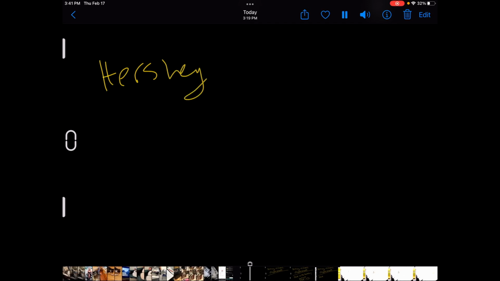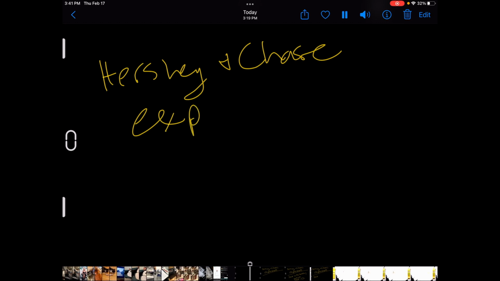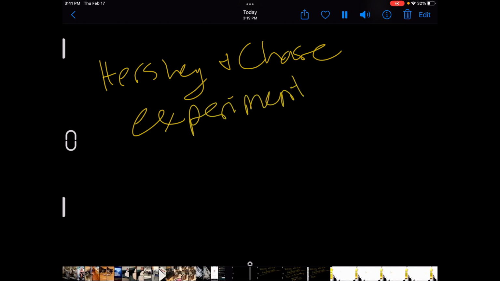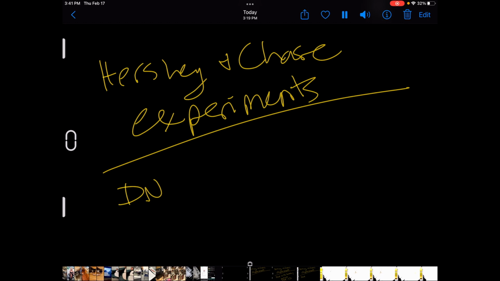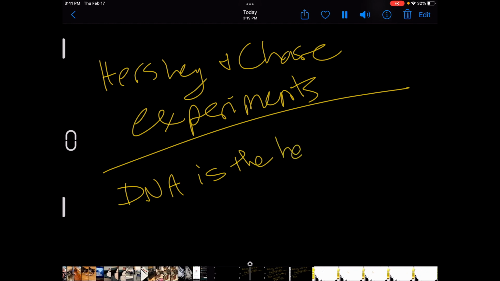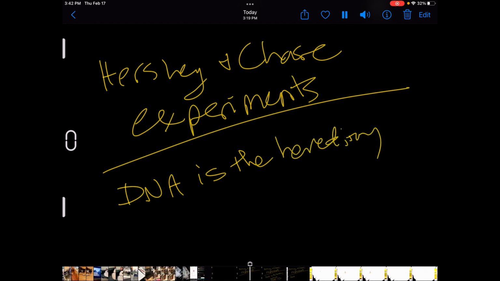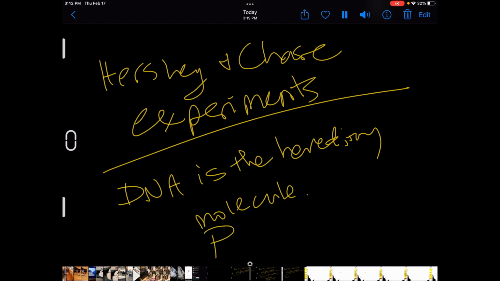So today I'm going to talk about the Hershey and Chase experiments. No, not that Hershey. This was a set of experiments done by these researchers who were looking to prove that DNA is the hereditary molecule, or the molecule that carries information between generations of cells.